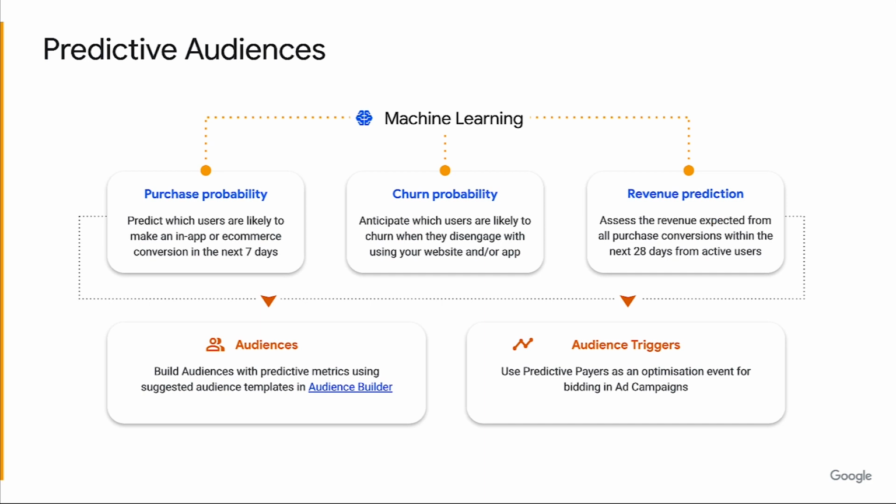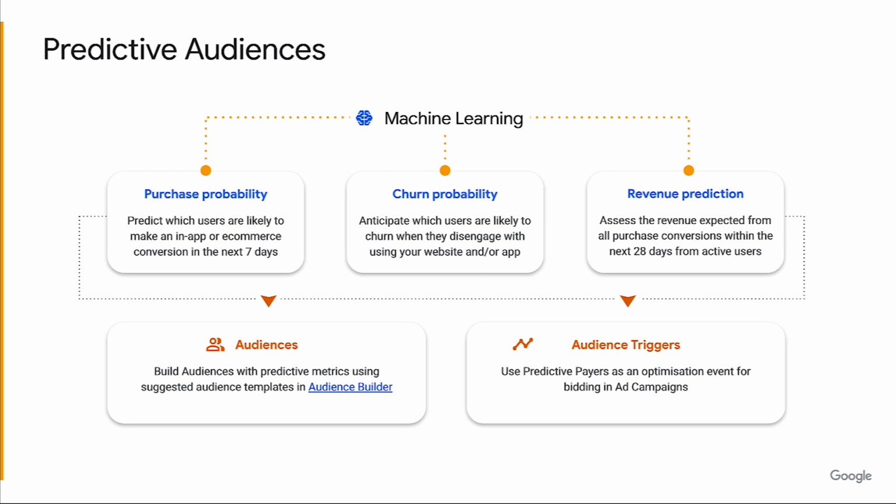Lastly, I want to talk a little bit about predictive audiences. Google Analytics has predictive metrics that apply Google's machine learning to unlock the predictive power in your historical business data. In particular, there are 3 predictive metrics that you can use. Purchase probability is the probability that a user who was active in the last 28 days will log a specific conversion event within the next 7 days.